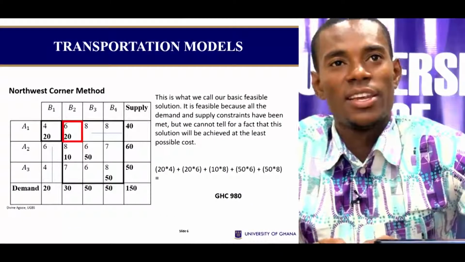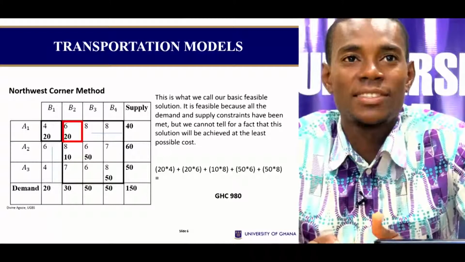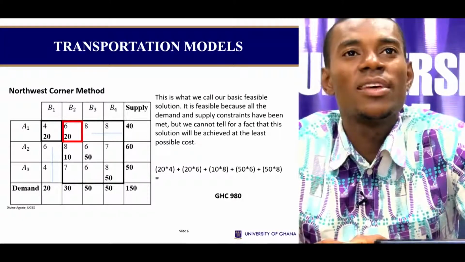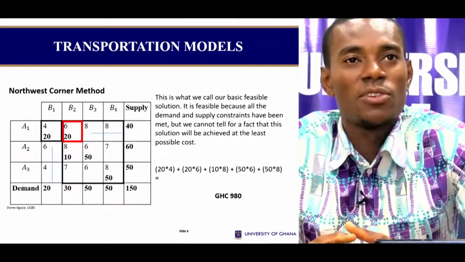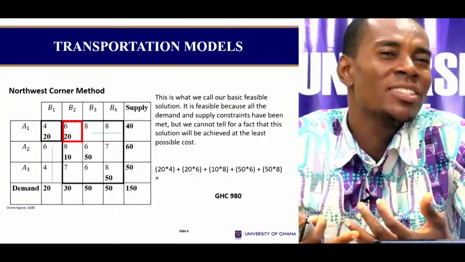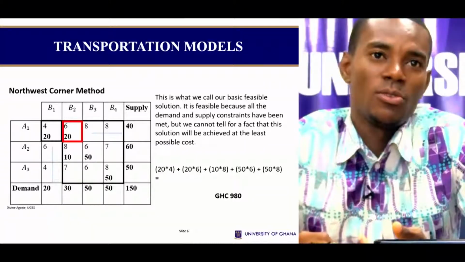So let's come back to the next thing. You do see that we've allocated 20 in that cell. Now, once we've allocated 20, 20 turns out to be the total demand for demand center B1. And so we cannot do any more allocations in that column. And so we cross out all the cells in that column.